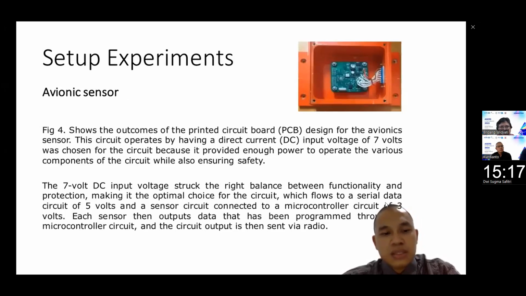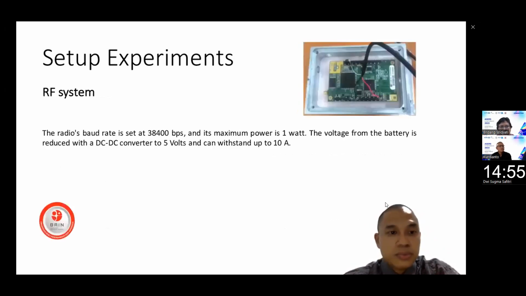Which flowed to a serial data circuit of 4.5 volts and a sensor circuit connected to a microcontroller circuit of 3 volts. The sensor then outputs data that has been programmed through a microcontroller circuit, and the circuit output is then sent via radio.